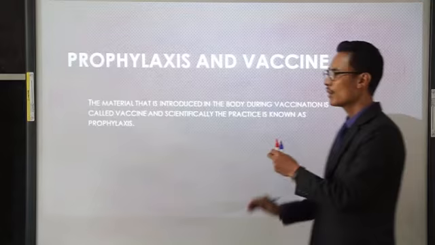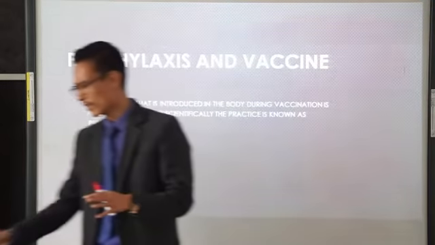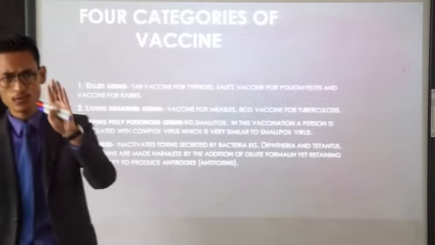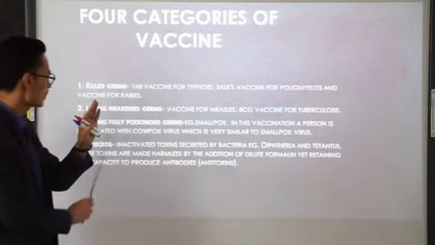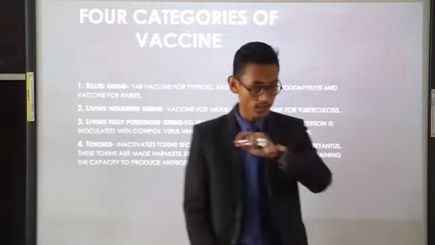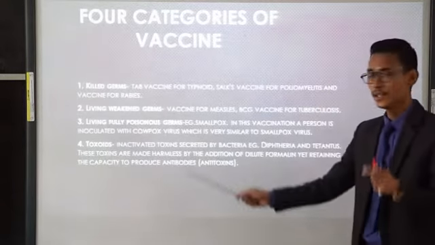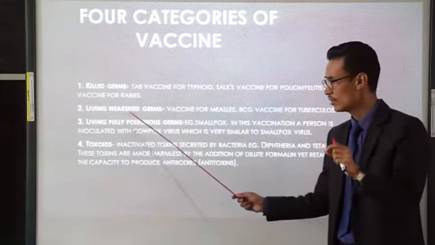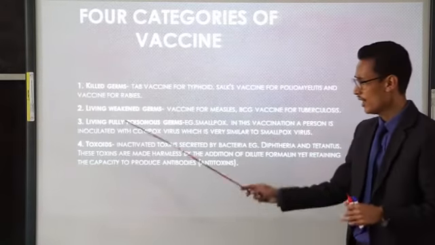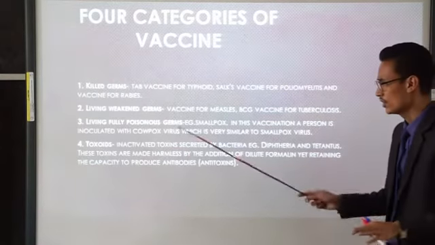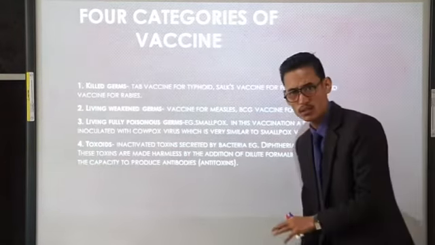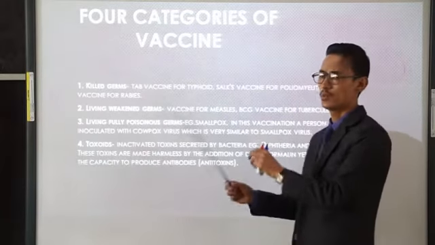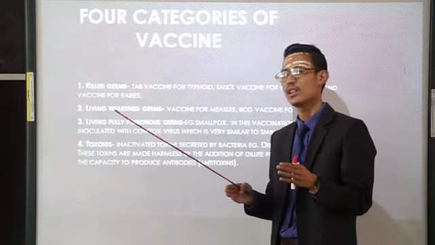Clear? So now we'll talk about the different categories of vaccines. There are generally 4 categories of vaccines. First one is killed germs, where the germs are totally killed. Number 2, living weakened germs, where the strength of the germs will be very, very weak. Third one, living fully poisonous germs, and the last category is toxoids. So first, let's see the killed germs, where the germs will be killed, they are not living.